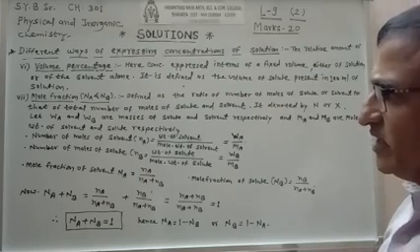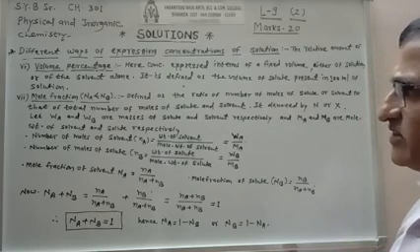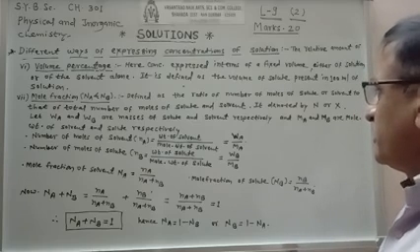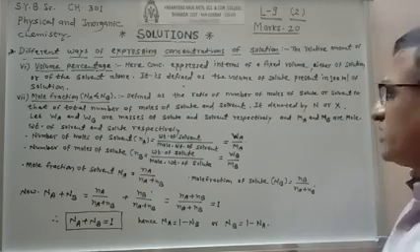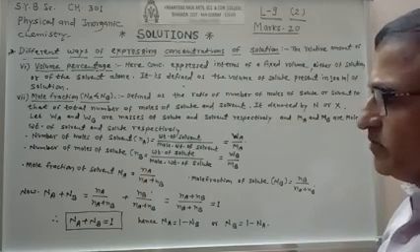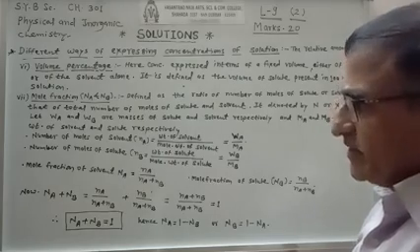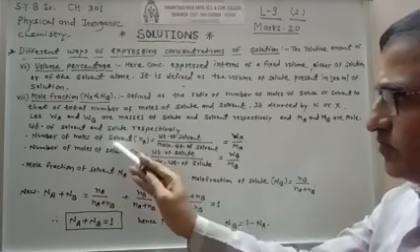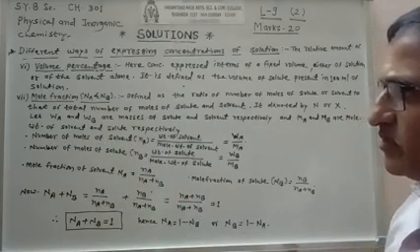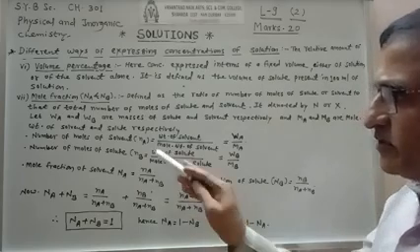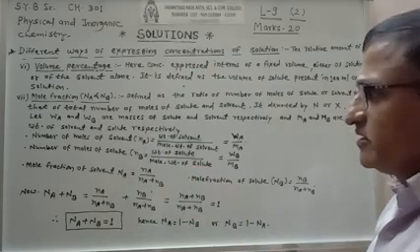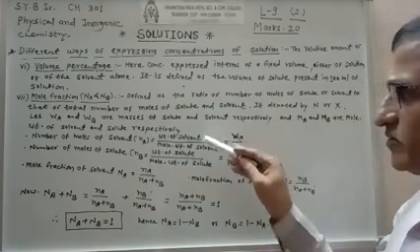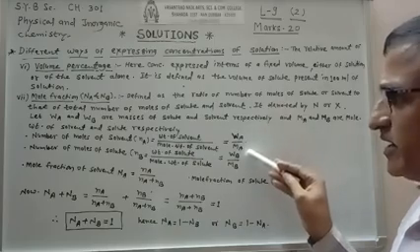Let Wa and Wb be the masses of the solvent and solute respectively, and Ma and Mb the molecular weights of the solvent and solute respectively. Now, we have to calculate the number of moles of the solvent. It is denoted by small na. It is the ratio of the weight of the solvent to the molecular weight of the solvent. So Wa divided by Ma.